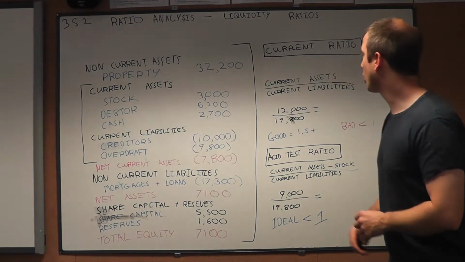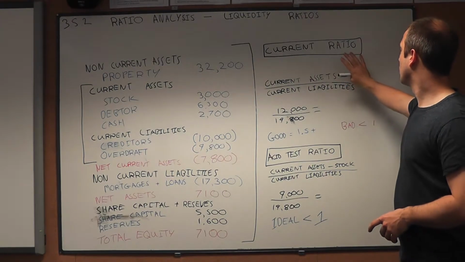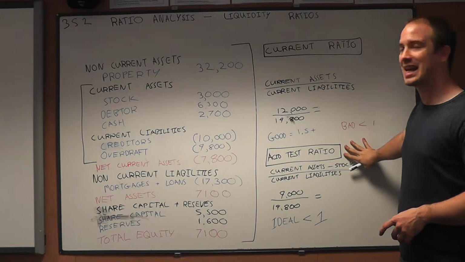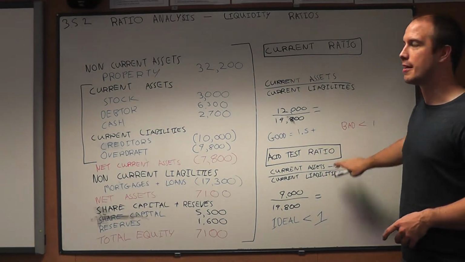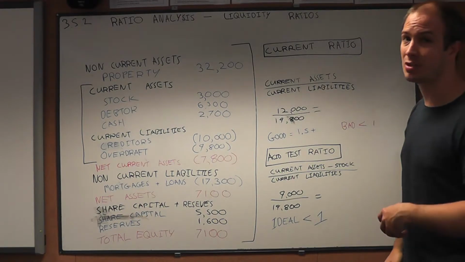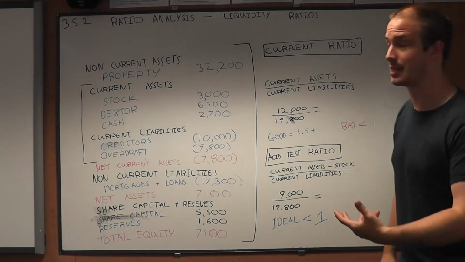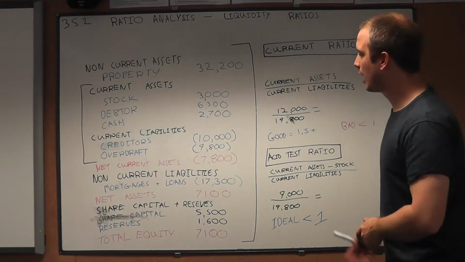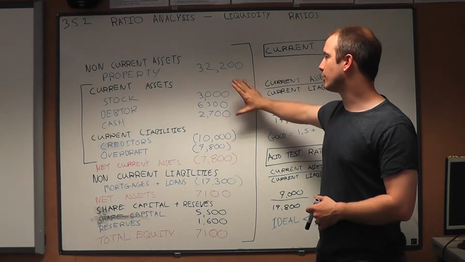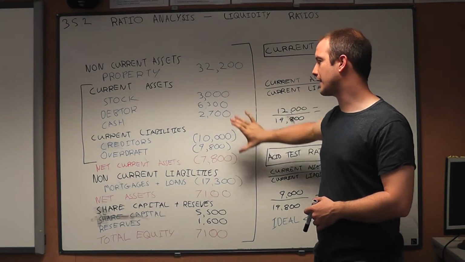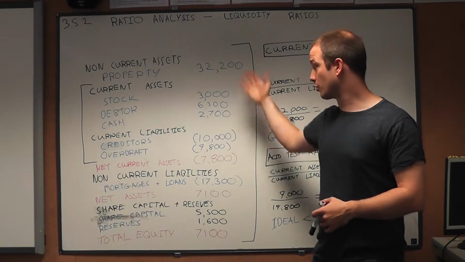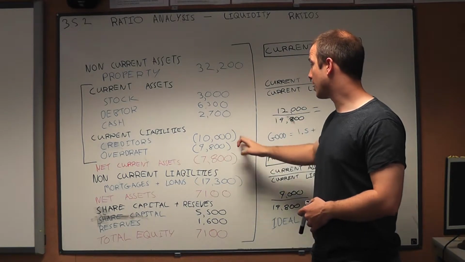So we've got two types of liquidity ratios. We have the current ratio, and we have the acid test ratio. They're very similar, it's just that one of them takes into account stock and the other one doesn't. In order to calculate these, we need to look at our current assets and our current liabilities from the balance sheet. So we go to the balance sheet and there they are.